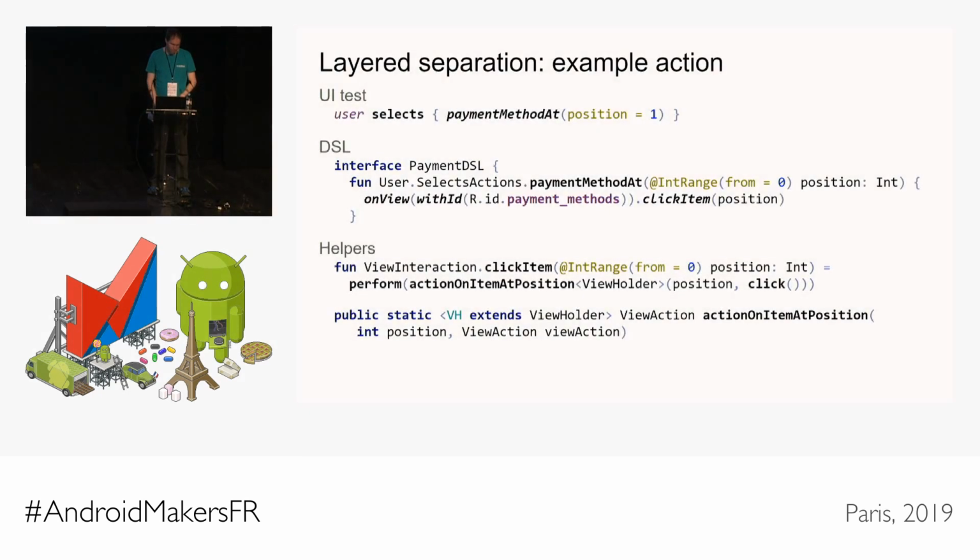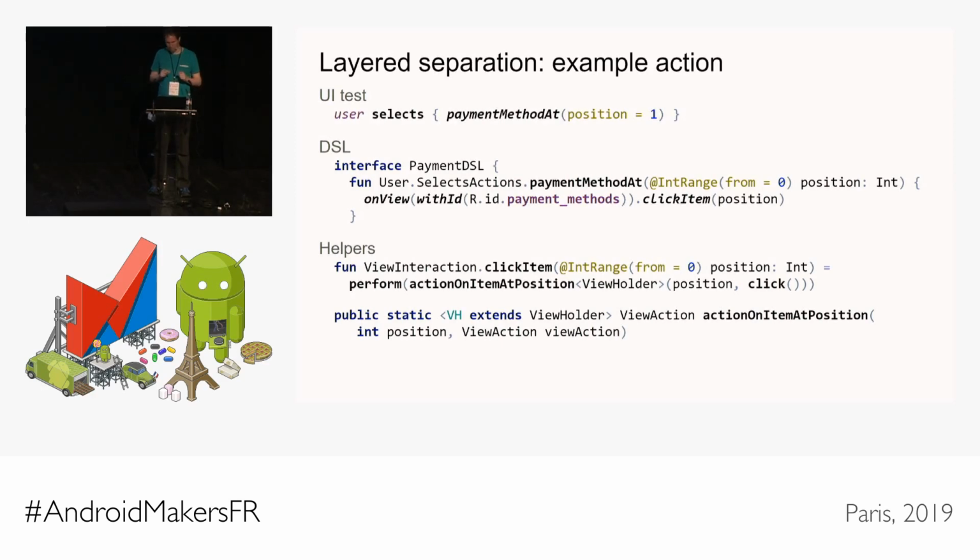So an example, on the UI test we say the user selects the payment method at position 1. This is the business naming. The payment method is on the screen, but the payment methods are implemented with a recycler view called payment methods. We look this up with Espresso, and then we use the click item extension function to click on a specific position. And the helper for this is the click item shown on the bottom, and that's using Espresso recycler view actions.